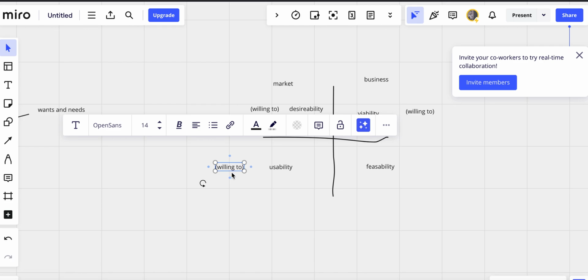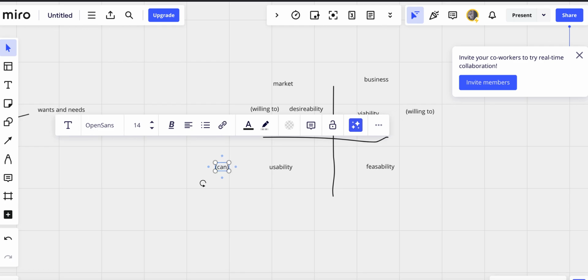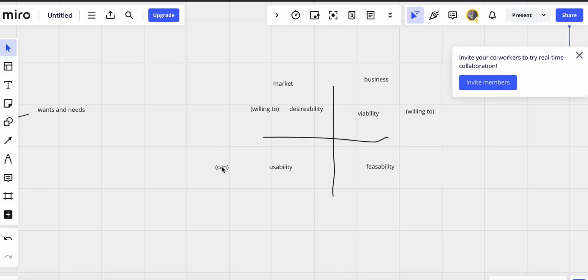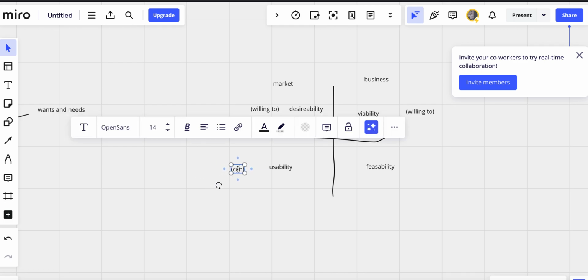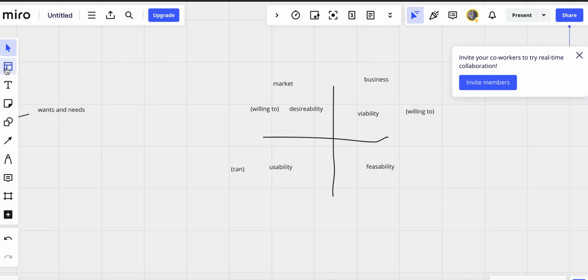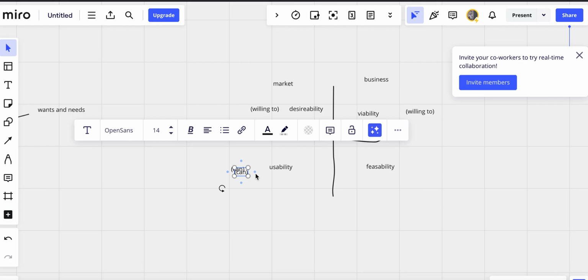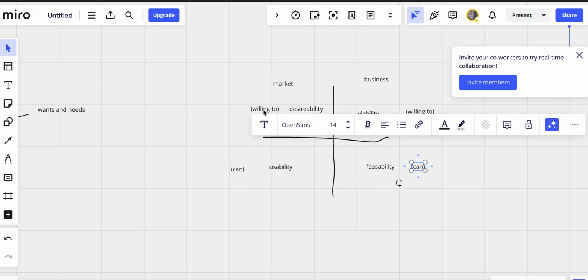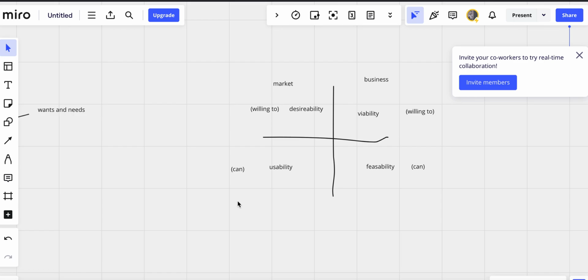And then down here, everything is about can. So usability is they have the capability, they can use it, they're capable of using it. And feasibility is another capability statement. So these are can items and these are willing to items. My challenge with this kind of model is that the market is massive and complex and the business is small in relation to that.